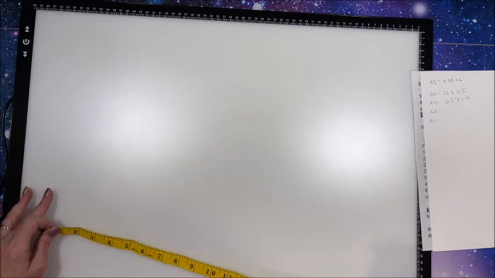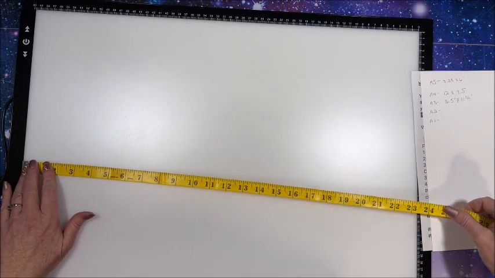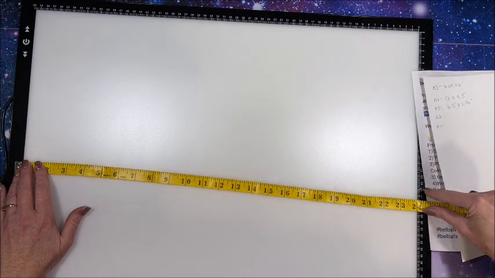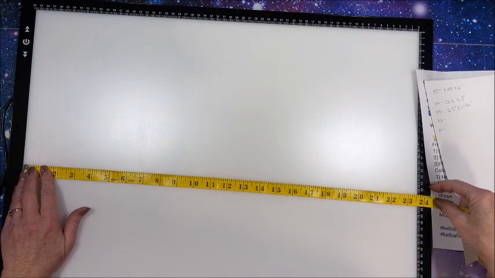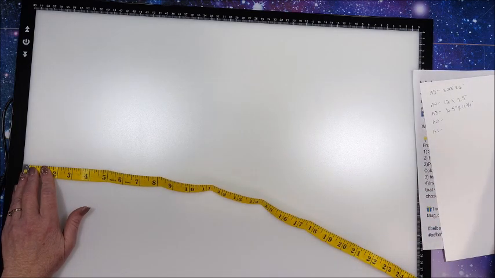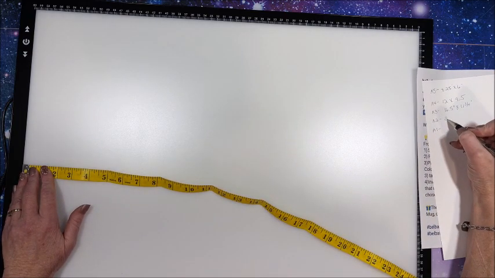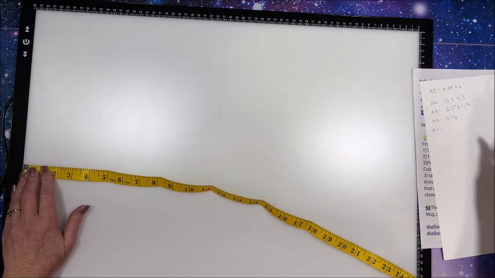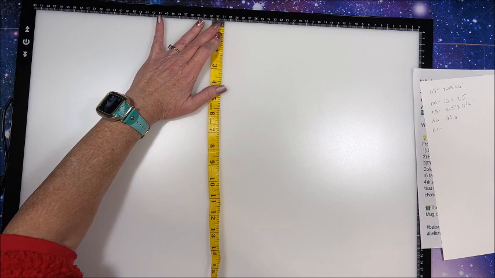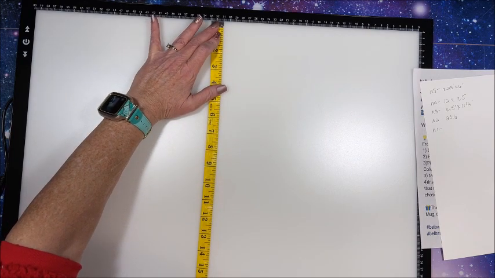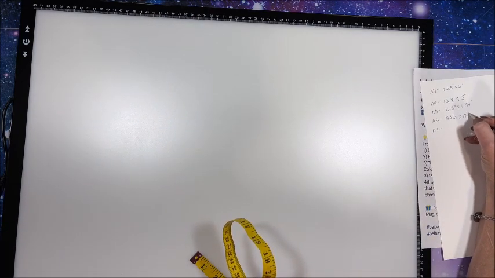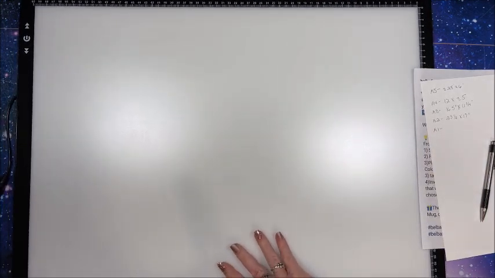But so this is the A2. And yes, we are getting pretty big now, aren't we? I am so excited to try this one out. This one is, let's see, the lit area is about 23.5. So you can see we're really going up in size here. 23.5 by about 17. Okay, so that's getting pretty darn big, isn't it?